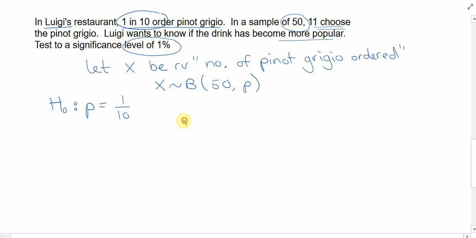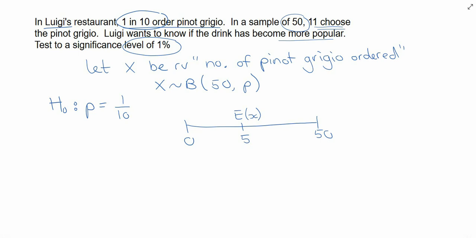Before I do my null hypothesis, I do like to draw a drawing. So we've got no people could order a Pinot Grigio, or it could be 50. We would expect a tenth of that, so we would expect 5. So where is significant? Now, he's expecting it to become more popular. Can you see this language? He's expecting the probability to be greater than 1 in 10. So from the language, we're looking at something greater than a tenth.